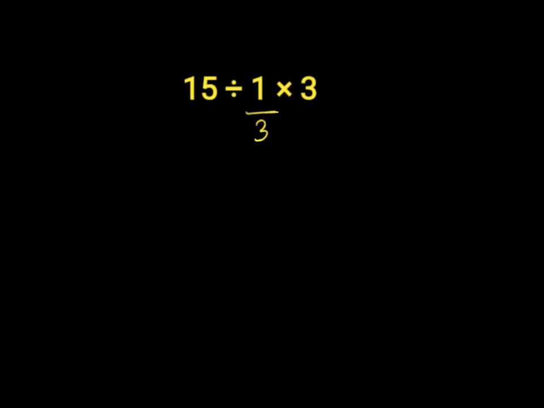15 divided by 1 over 3 times 3. 3 into here 1, 3 into here 1. Then we are left with 15 divided by 1. 15 divided by 1 will give us 15.